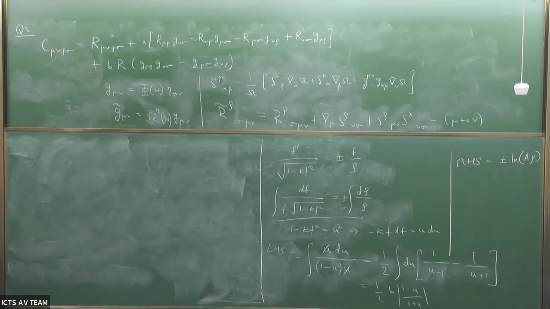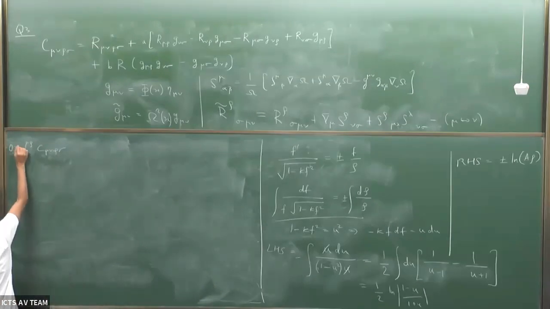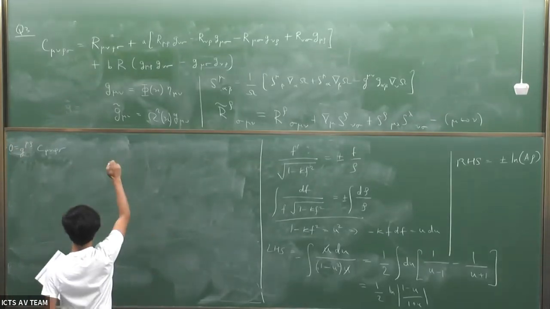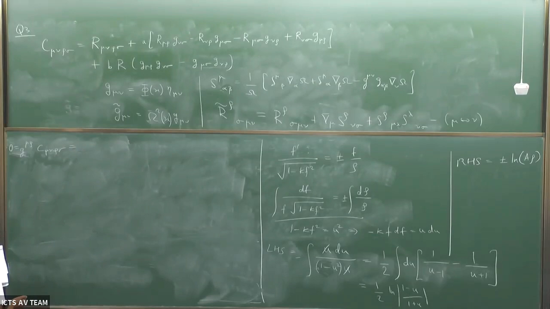Yeah, so now what we can do is take that expression for C and contract it with G mu rho. And this should be 0, for a metric of this kind. And from that we'll get equations for A.